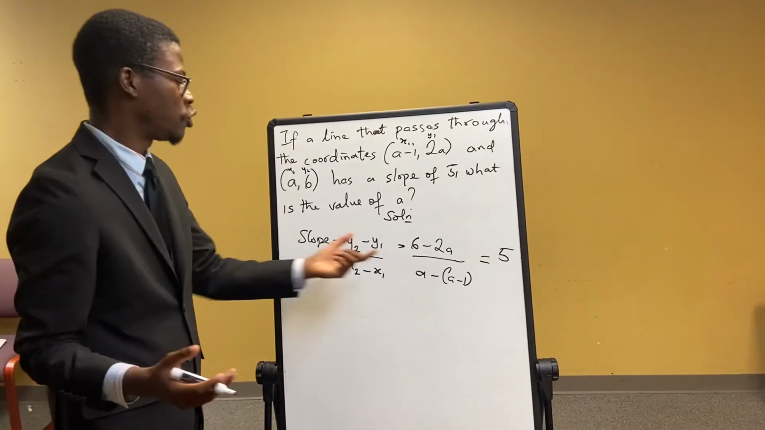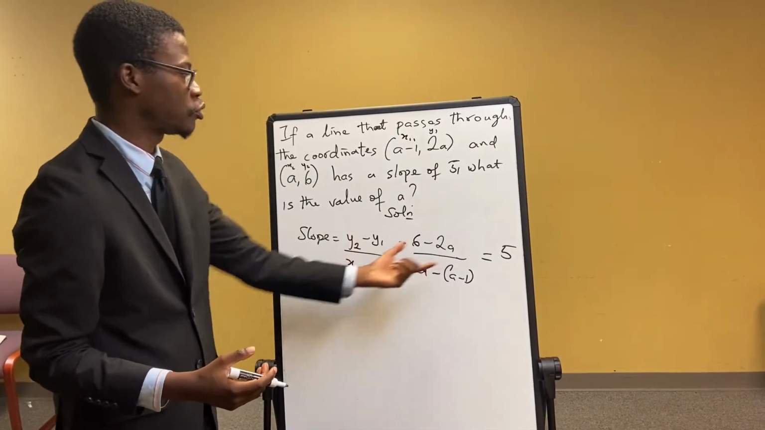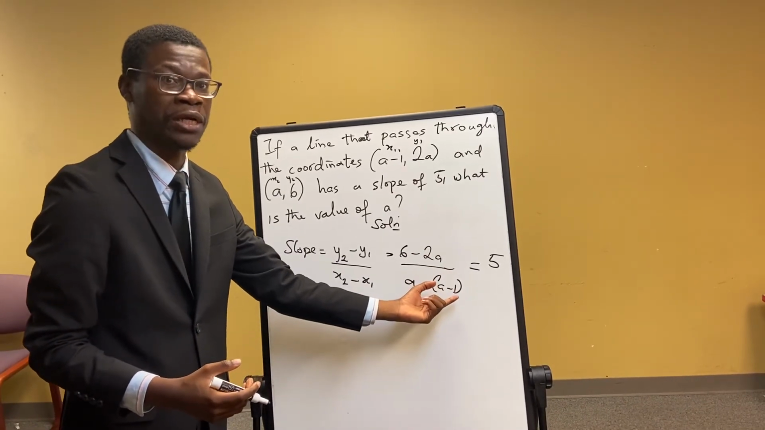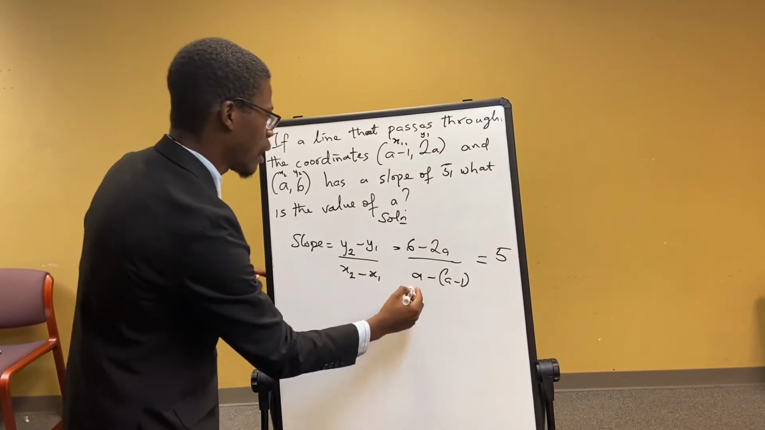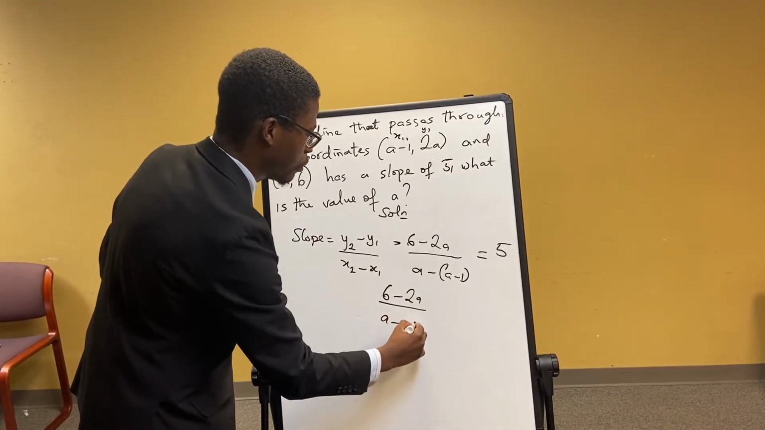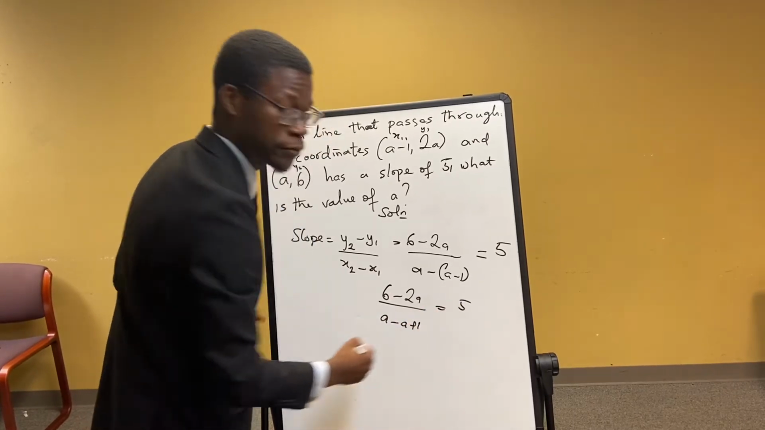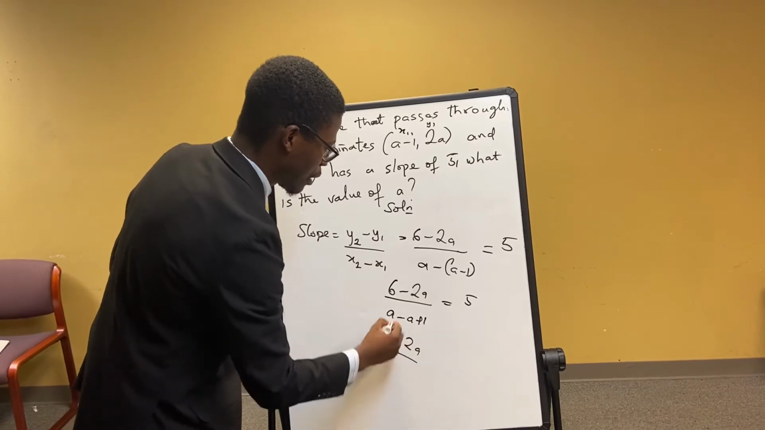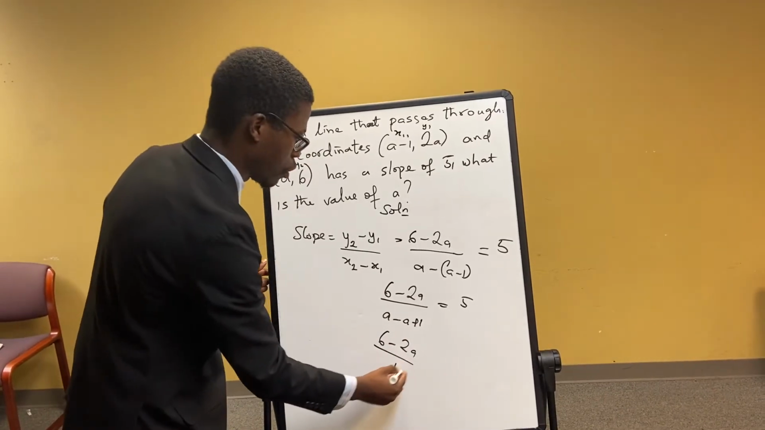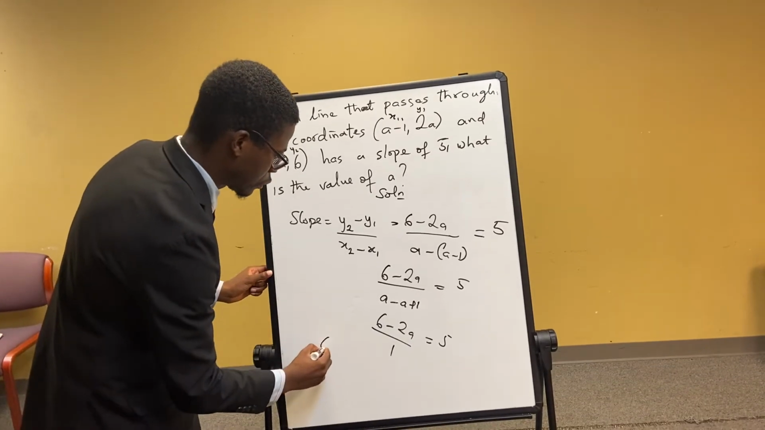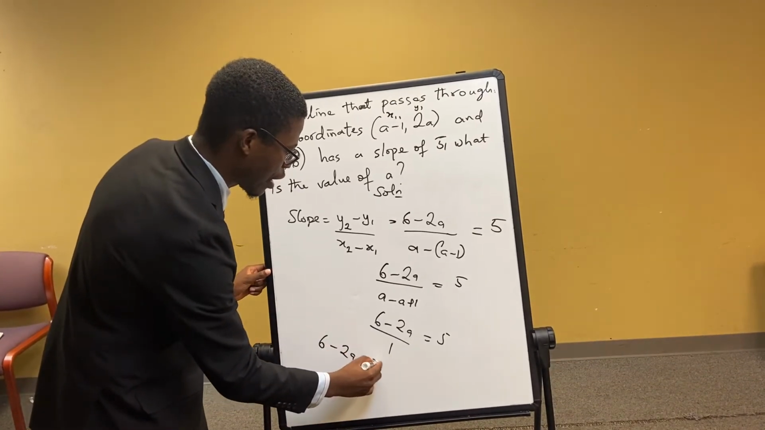So we use the formula for slope to find this equation. Then from here we just solve algebraically. Okay. So I have (6 - 2a) divided by (a - (a - 1)), which is a minus a plus 1, equals 5. So I have 6 minus 2a divided by a minus a, which is 0, then 1, equals 5. Okay, so 6 minus 2a equals 5.